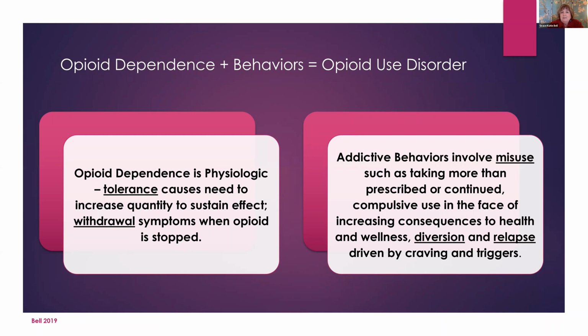Opioid dependence plus behaviors equals opioid use disorder. Outside of the world of addiction treatment and opiate use disorder treatment, there's often a misunderstanding. Opioid dependence is physiologic, which includes tolerance, which causes a need to increase quantity to sustain the effect. So over time, there's going to be an inclination to feel like you need more to manage the pain, and withdrawal symptoms when the opioid is stopped.